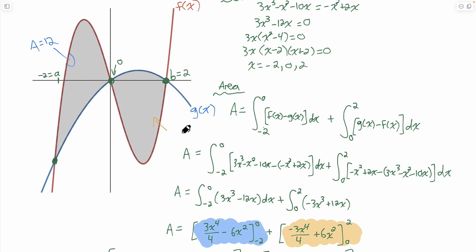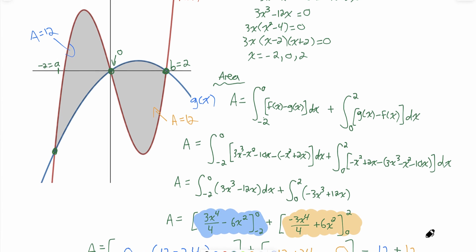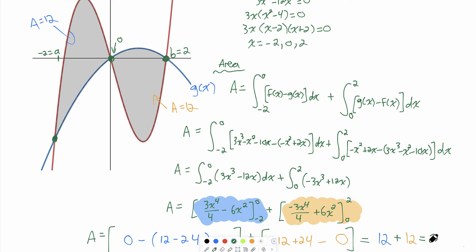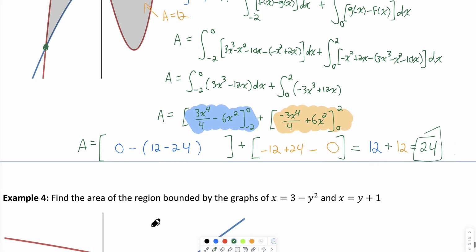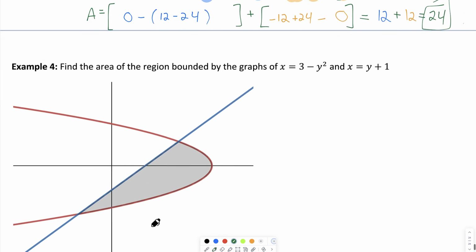So the second area right here, I guess, is also 12 units squared. So my total area bounded by those two curves is 24 units squared. Let's do one last example.